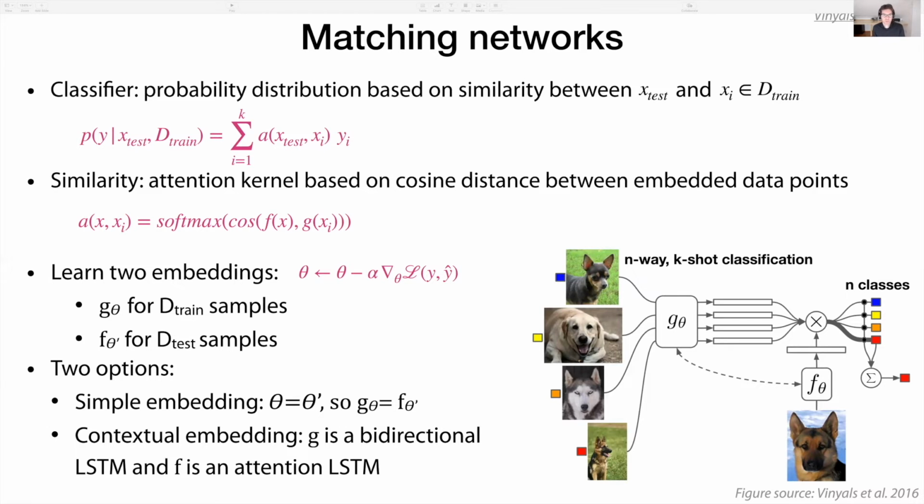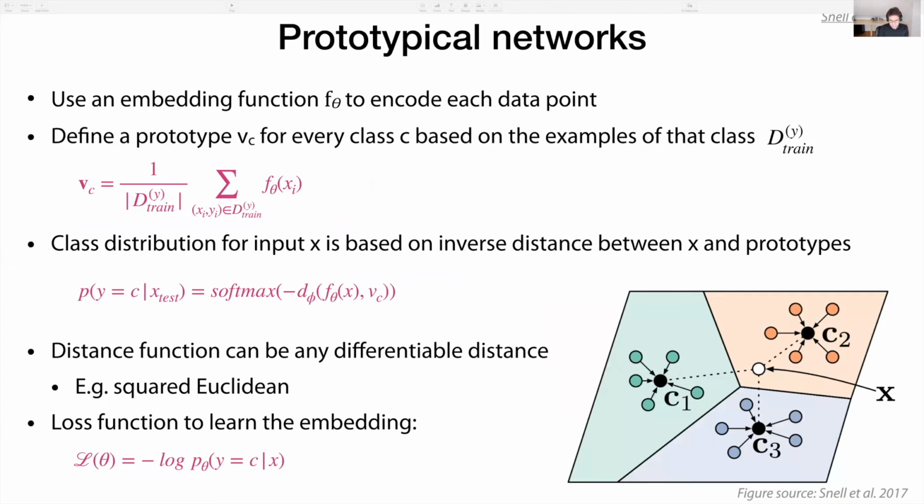Another very popular approach is prototypical networks. They're even simpler. So what you do here is you learn an embedding that encodes each data point. So each data point becomes a point in this n-dimensional space, depending on how many dimensions you want in your embedding. And then you define a prototype for all the examples of a certain class. Right? So if you have a class C1, we look at all the examples of C1, we see where they are, and then we learn a prototype, which is the average of them. We do the same for class 2, for class 3, and so on.